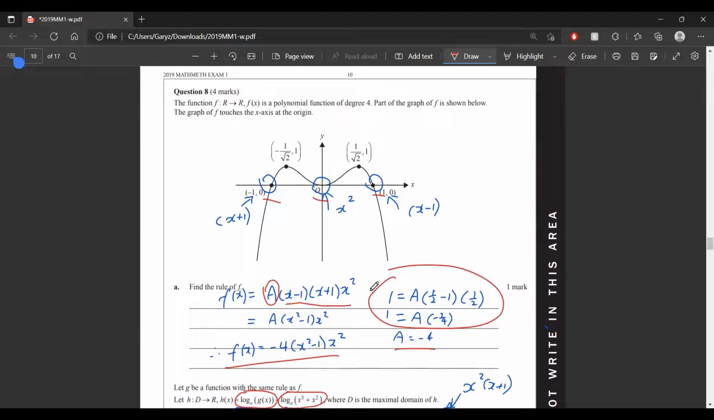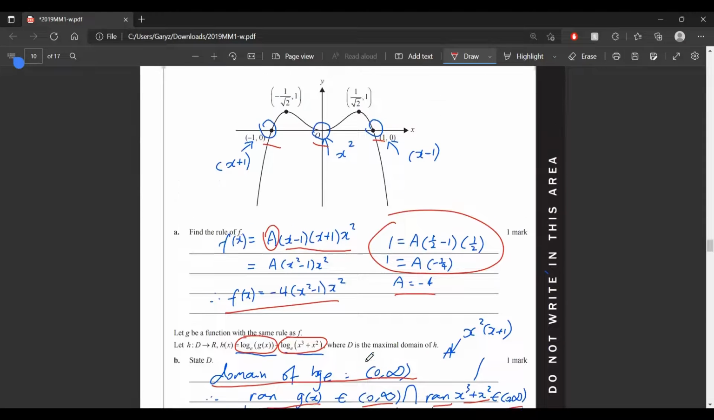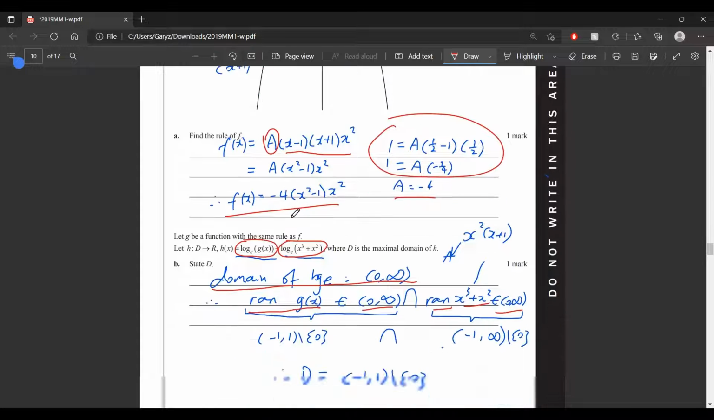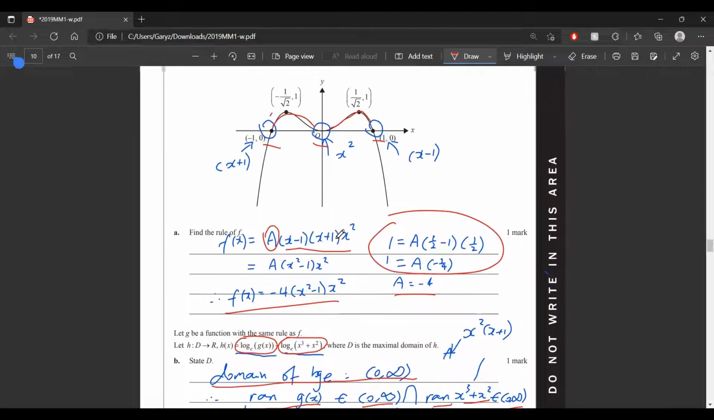Now if we look at this graph, we know that we can accept values from 0 non-inclusive to infinity. For this part here, we obviously see that this part and this part are accepted. In other words, it's from -1 to 1 non-inclusive, and we also have to exclude 0, because at these points here it touches the axis, of course.